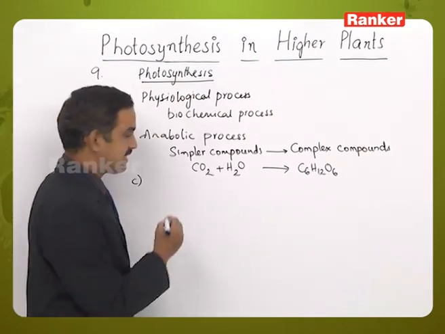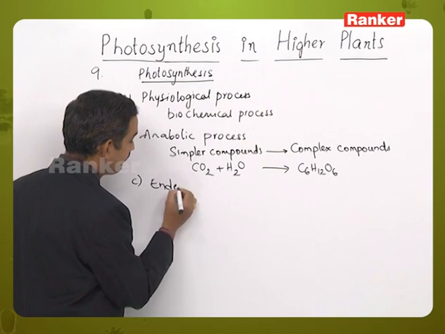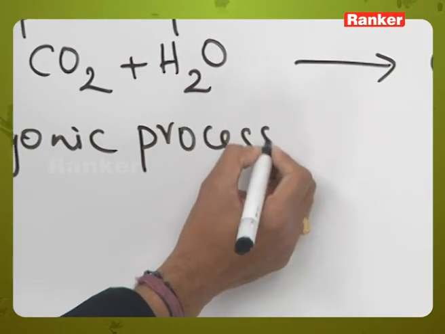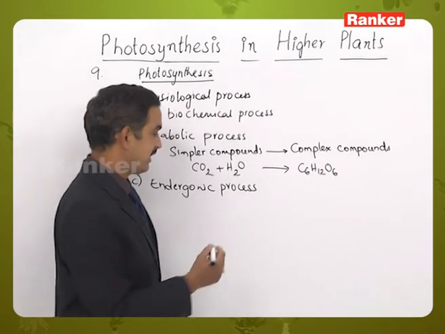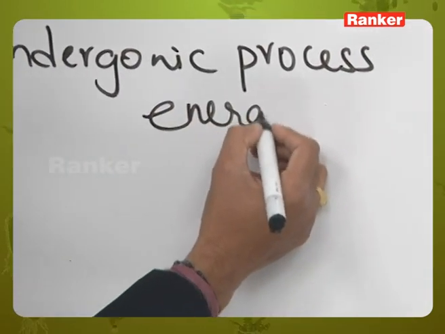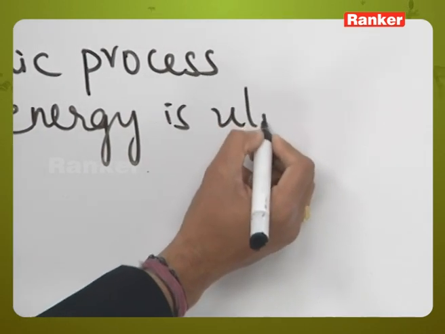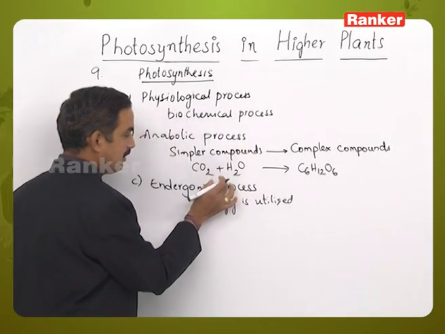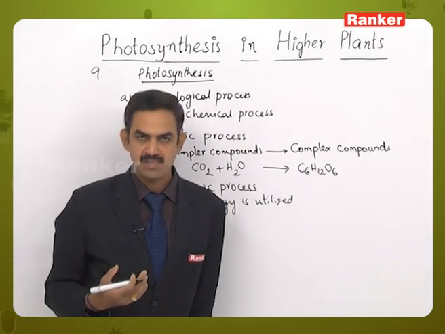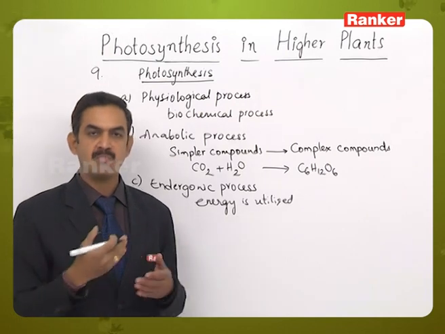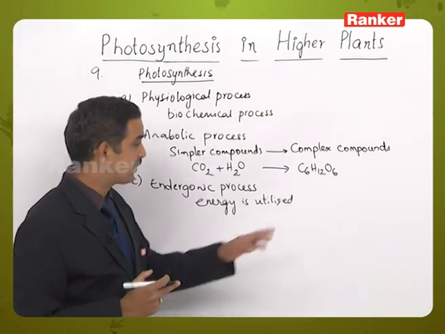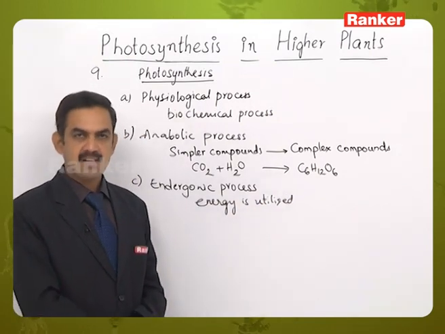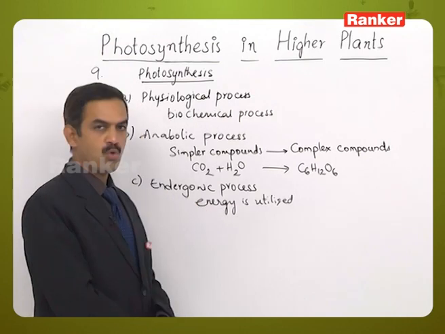And C, that is endergonic process. So why are we calling it an endergonic process? Here this is a step where energy is utilized. Why is the energy utilized? Because to convert a simpler compound into a complex compound, the energy is utilized to form the new bonds between the simpler compounds to produce a complex compound. That's the reason why energy is utilized, and as the energy is utilized we call it an endergonic process.